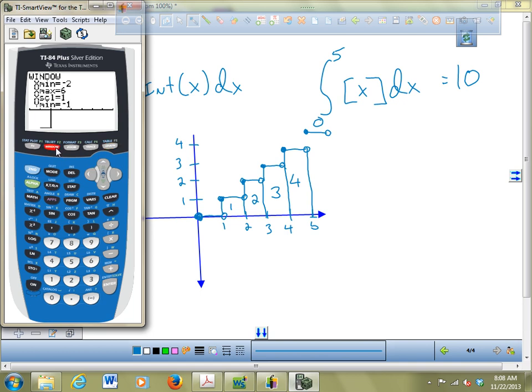Oh, I have to make my window go up higher. So change my y max to, let's just change it to 6. Make sure I hit it. And then let's quit. Let's hit graph again. And then it looks really cool if you do the integral of that from 0 to 5, and you get a staircase. Whoa, isn't that cool? Okay, all right.